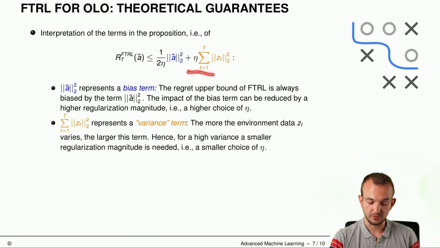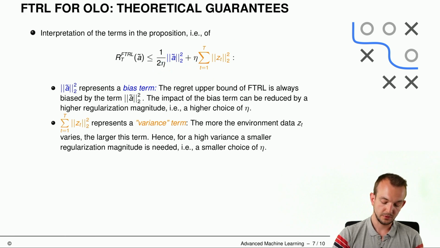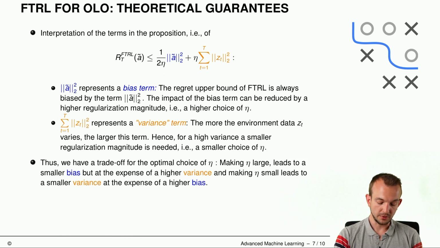However, there's also a second term, which can be interpreted as a variance term, because it's tracking how much the environmental data points are varying with respect to their squared Euclidean length. If we use a high eta here, a high regularization magnitude, then this term will be large. So we would have the tendency to make this small, which is, however, in conflict with this. So what we need to do is find a good trade-off for choosing the regularization magnitude such that both terms are kept in balance, more or less.